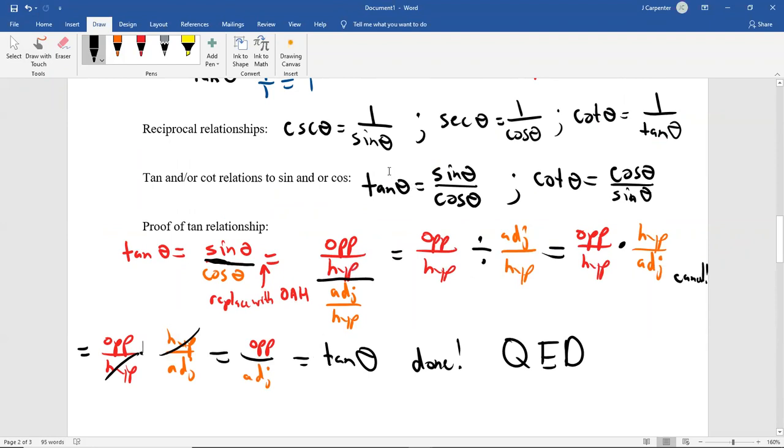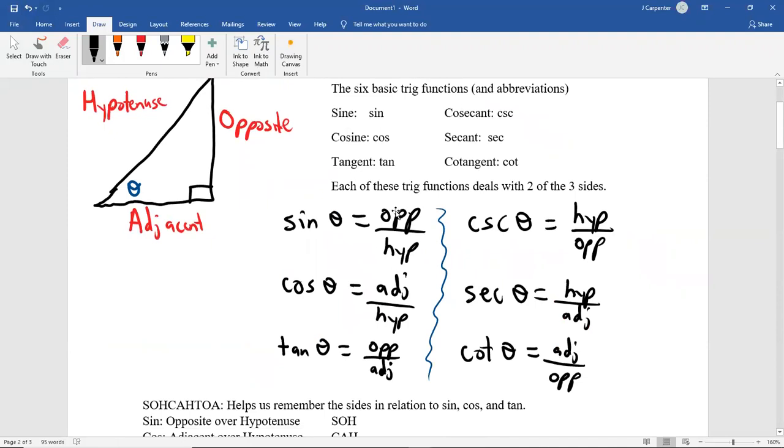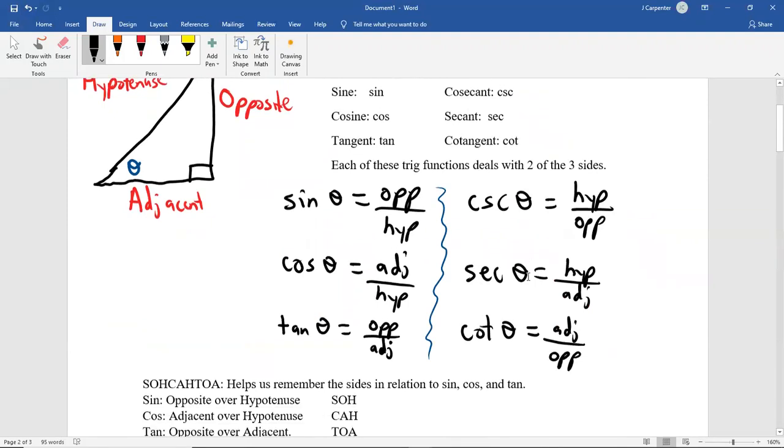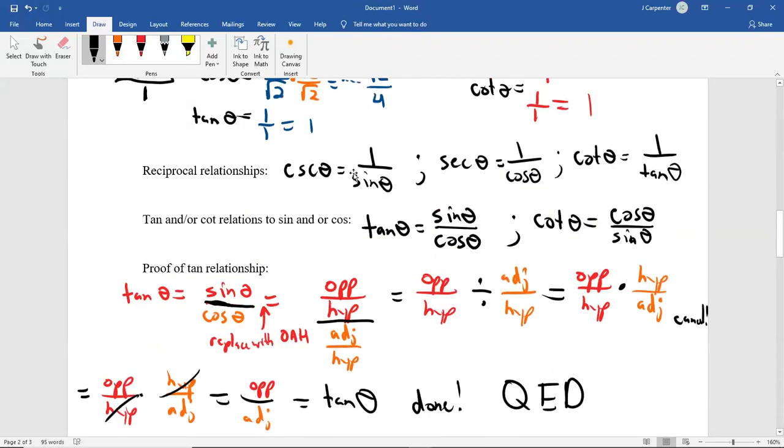You can see similar proofs done for these three relationships as well, but I think it's pretty easy just to see based on appearances. If you look at sine, if you flip these two things, you get cosecant. So that proves, good enough, right? That cosecant is flip sine. The same relationship holds between secant and cosine, the same between cotangent and tangent.